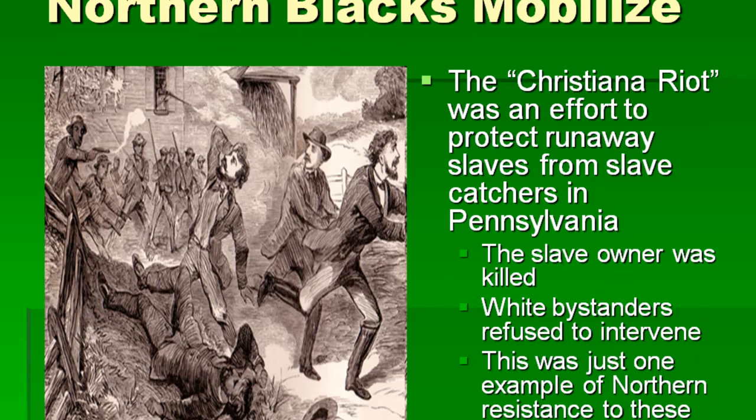Northern blacks mobilize, and you start to see some very aggressive resistance from African Americans themselves. One of these was the Christiana riot, which was an effort to protect runaway slaves from slave catchers in Pennsylvania. And in this particular instance, a slave owner was killed, and white bystanders who saw it happen refused to intervene. They felt it was a just killing. This was just one example of Northern resistance to the Fugitive Slave Act.